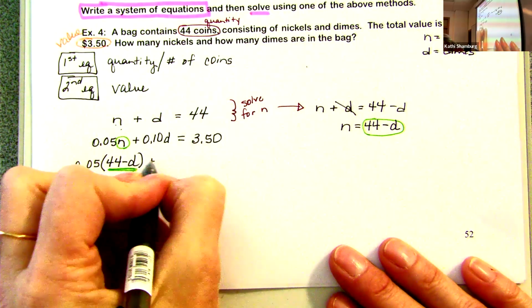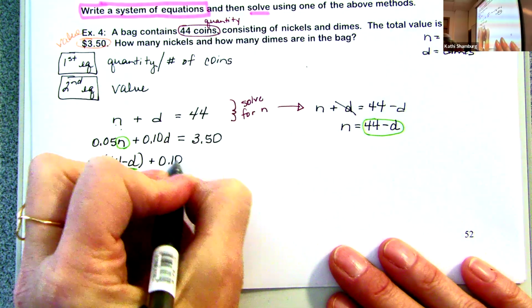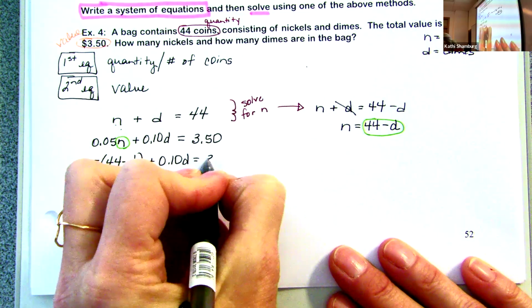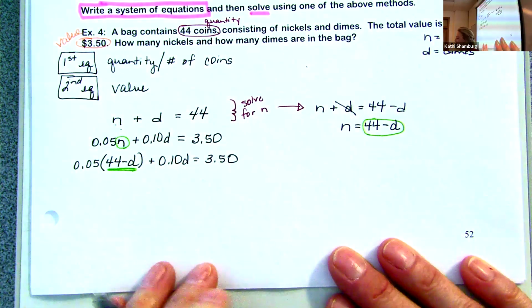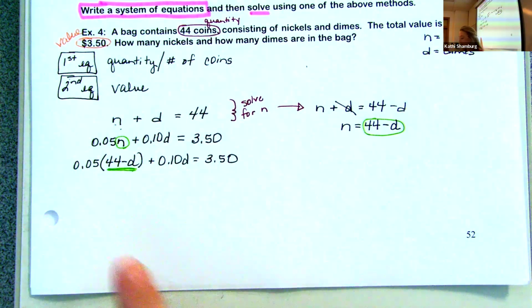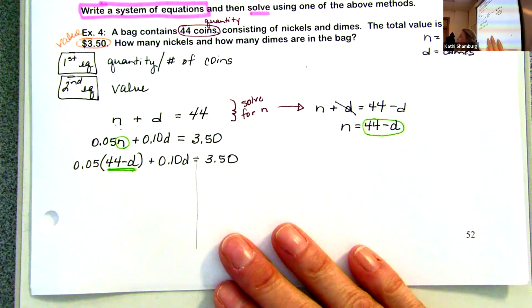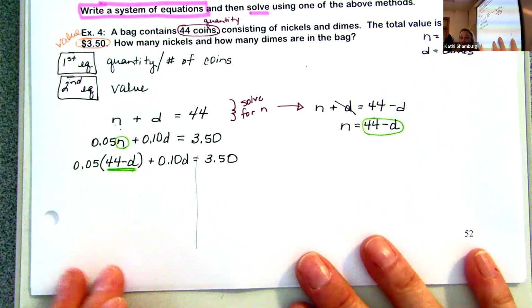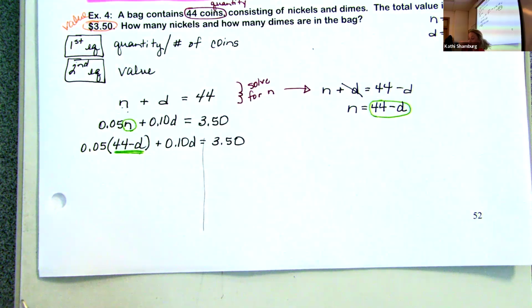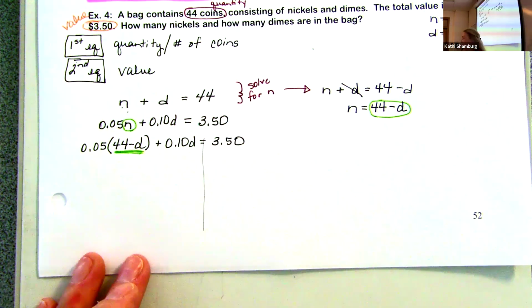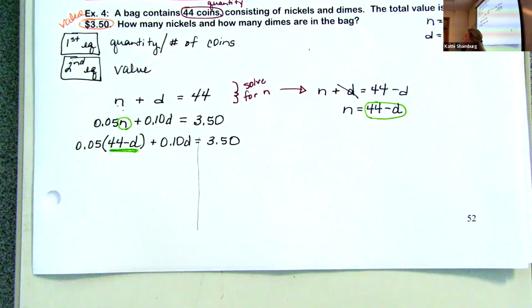Now, I still have plus 0.10 D equals $3.50. The goal of that is that I now have an equation where I'm going to solve for one letter. So now all that's left is the variable D, so I can solve this. Okay. We did something similar to this on Wednesday, so don't start moving stuff. Be sure both sides of your equation are completely simplified.